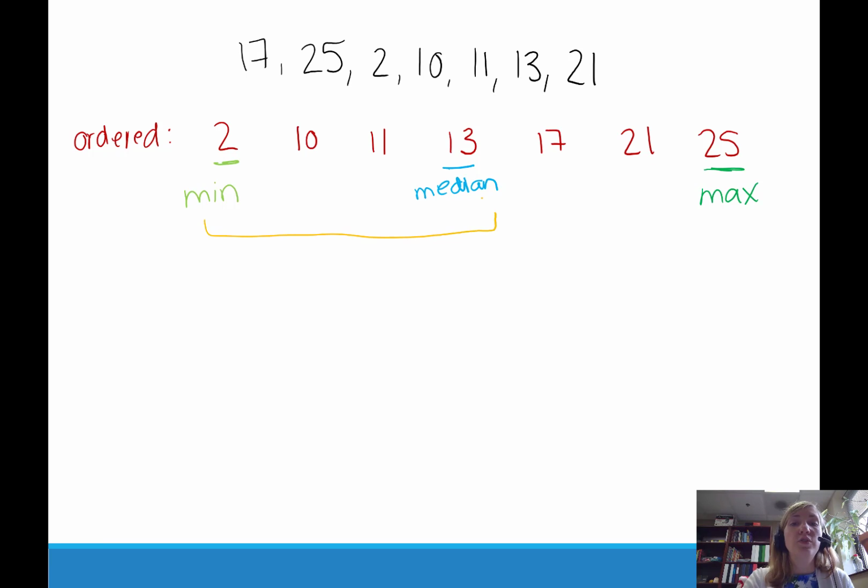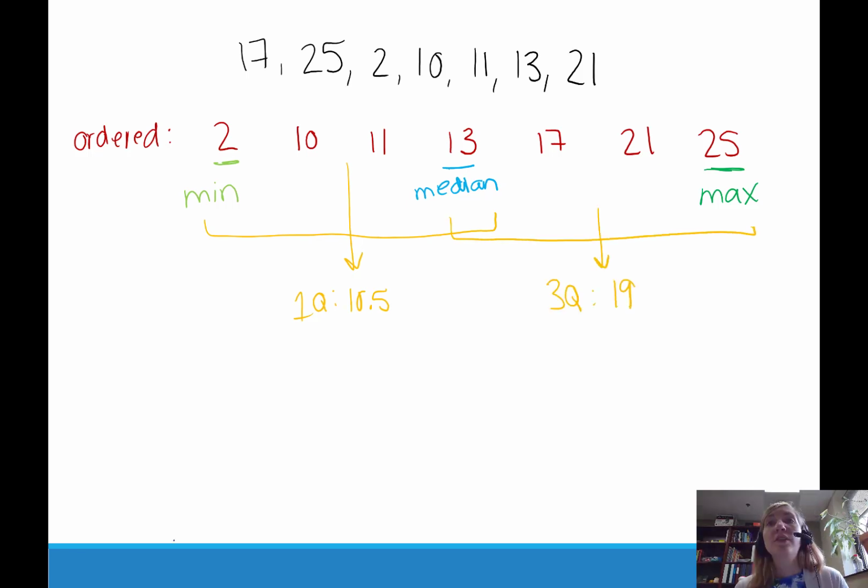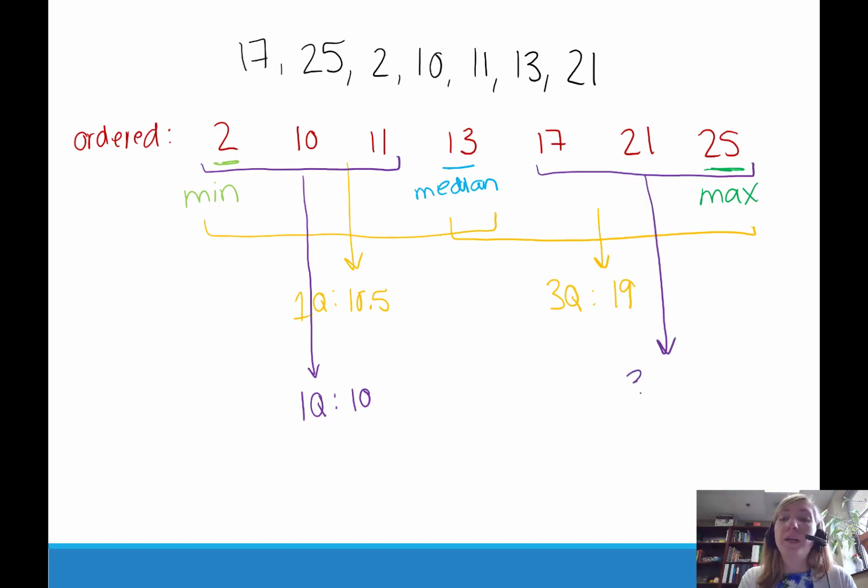In this example, using the inclusive method, the first quartile would be 10.5, while the third quartile would be 19. Using the exclusive method, the first quartile would be 10, while the third quartile would be 21. For this class, whichever Excel function you use is fine, as long as you are consistent in your calculations. That is, if you use the exclusive function to find the first quartile, also use it to find the third quartile, and do the same for all the groups.